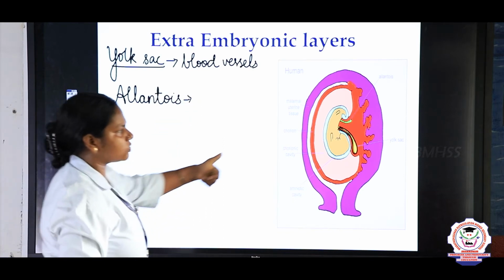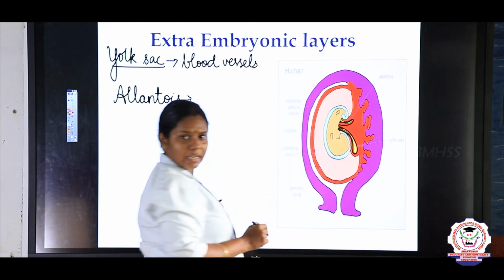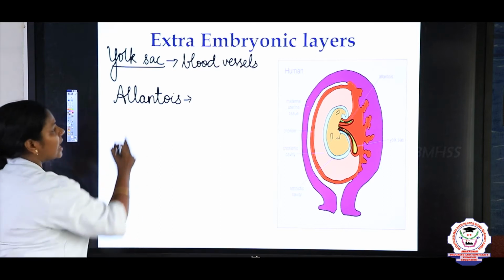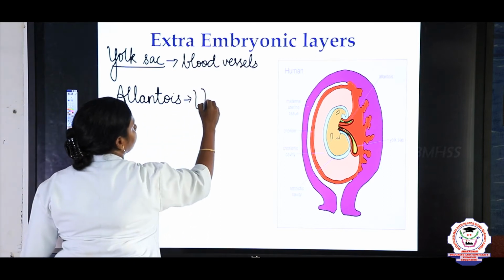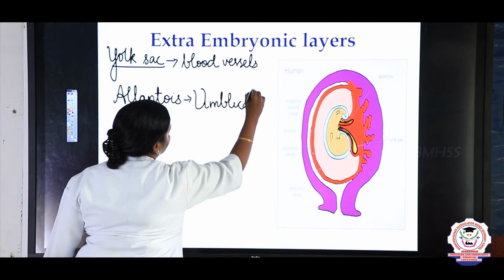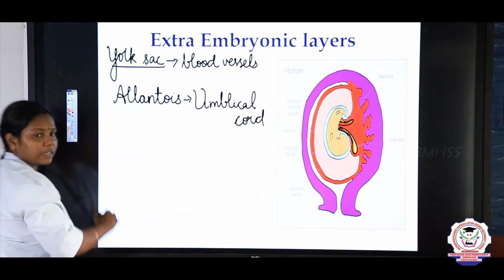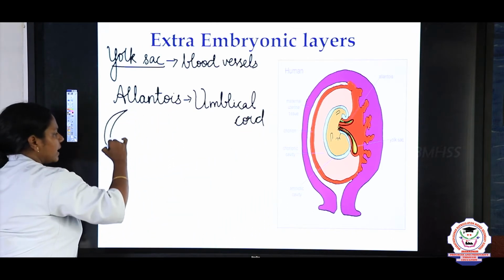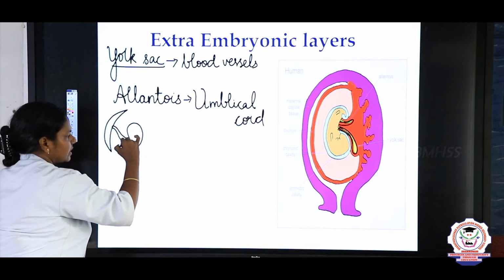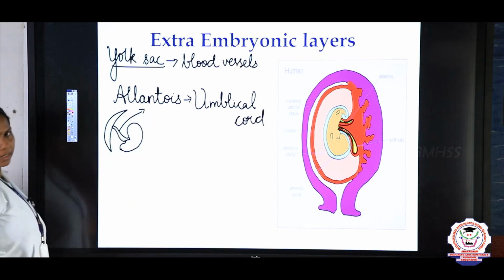Allantois. Here you just look at this, children. This is the allantois. Allantois is a small outpocketing of the tissues and they are responsible for forming the umbilical cord. What is the umbilical cord, children? The cord which connects the placenta and the fetus, we call it the umbilical cord, right.